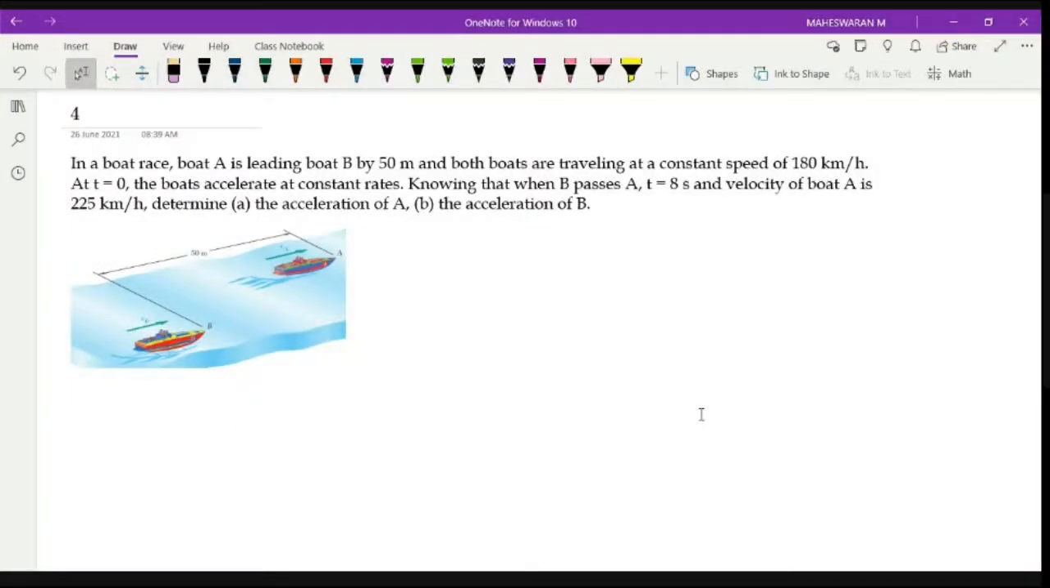Let me consider this problem. There is a boat race. Boat A is leading boat B by 50 meters, as you can see here. Both boats are traveling at a constant speed.